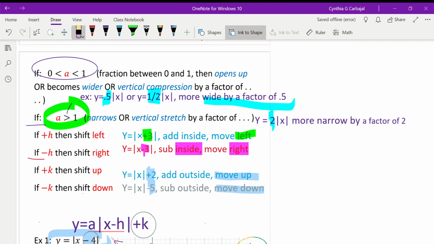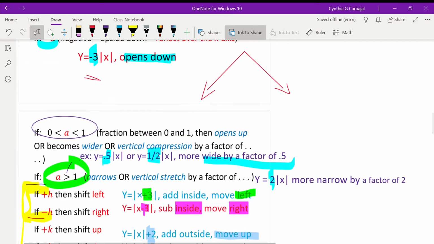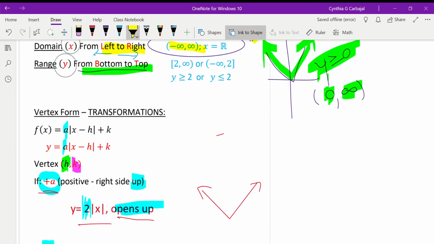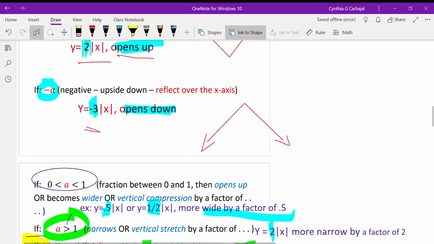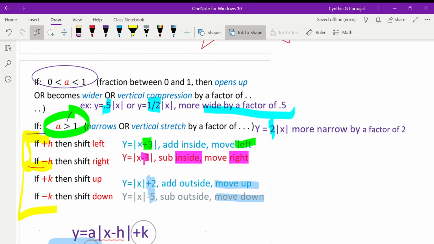All right, next section, which is very important and you really need to know, is these ifs. Let's focus on the first one, h. If you remember, h is whatever is inside the absolute value signs. If you have a number being added, so a plus h, then it's going to move to the left, whatever number is there. If you're subtracting, then that's going to move the whole function to the right, but only if it's inside the absolute value signs.